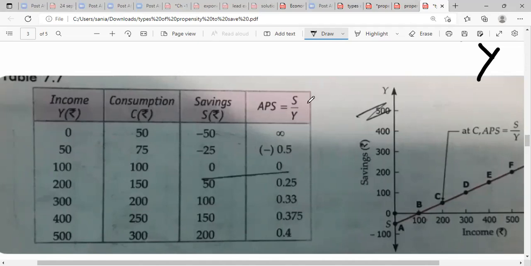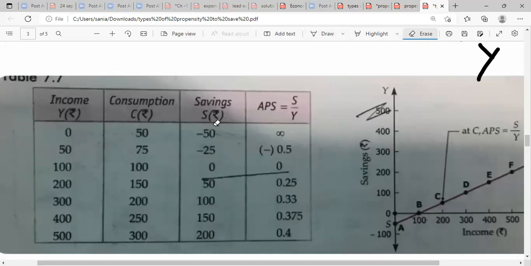Okay, so you are going to do the graph. Graph is very, very simple. You are going to take income and your saving. So income will be here, right? And saving will be here. So you are going to draw it from here. Clear? Yes, ma'am. Okay, so quickly draw it.